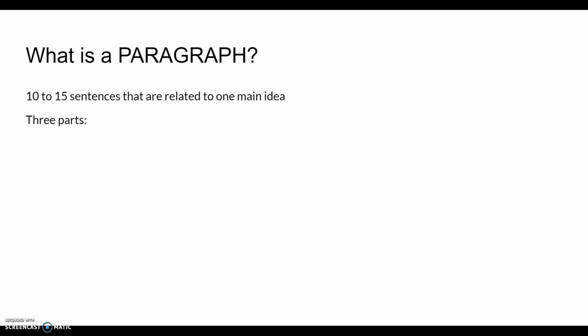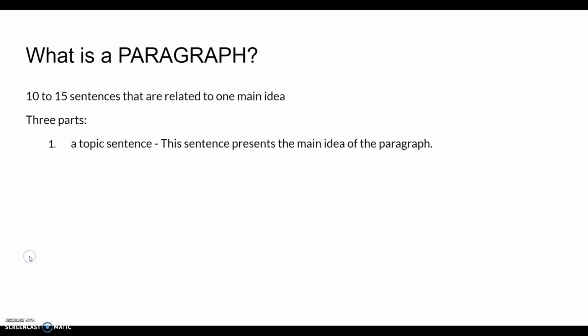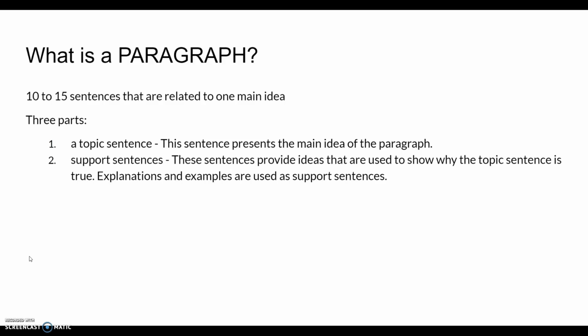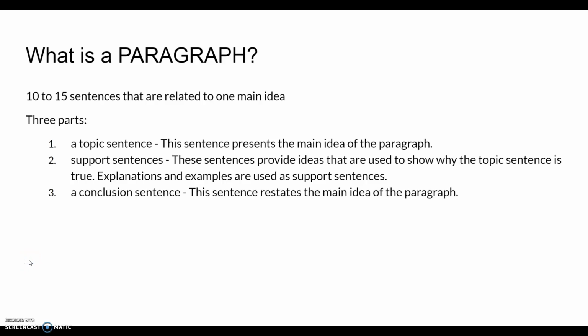A paragraph has three parts. The first part is a topic sentence. And this is the sentence that presents the main idea of the paragraph, or what the paragraph will be about. Then we have supporting sentences, and these sentences provide ideas that are used to show why the topic sentence is true. Explanations and examples are used as supporting sentences. And the last part is a conclusion sentence, and this sentence restates the main idea of the paragraph.